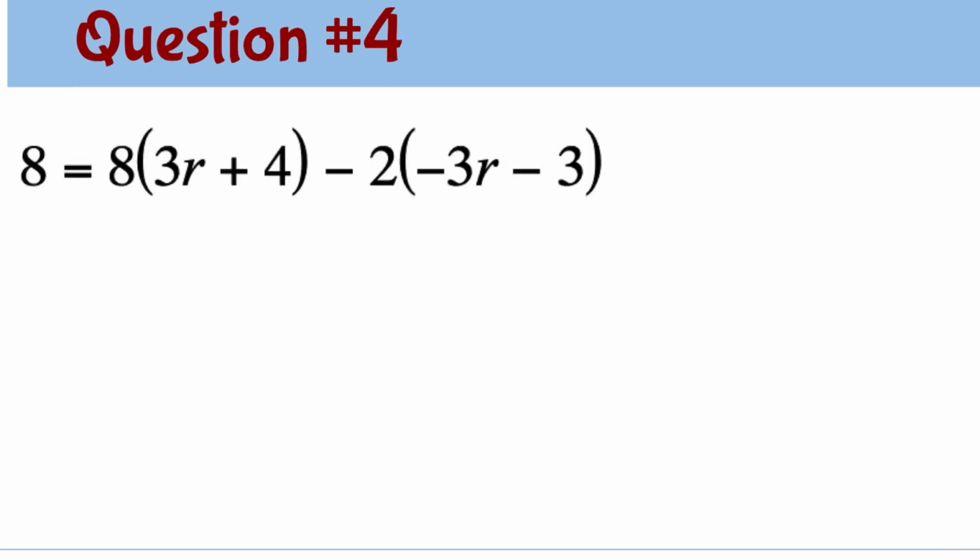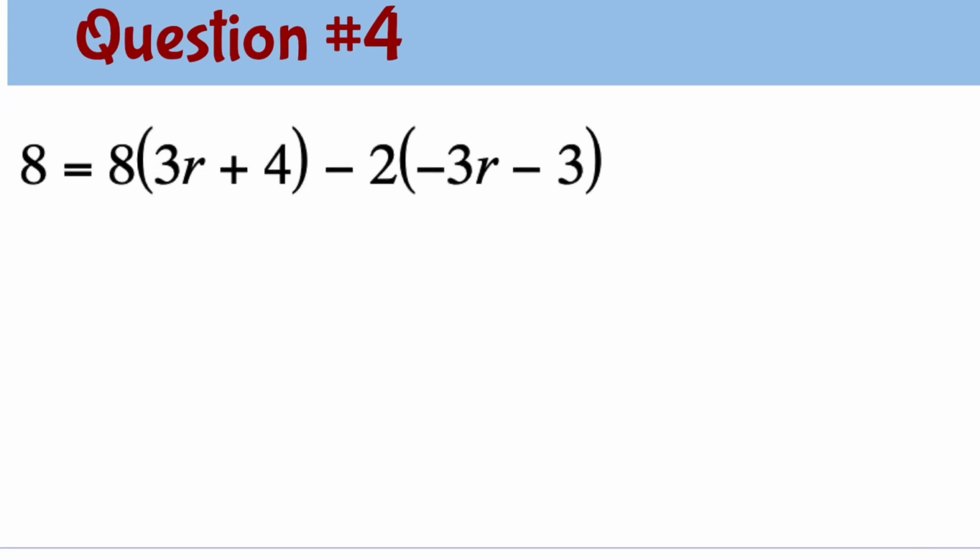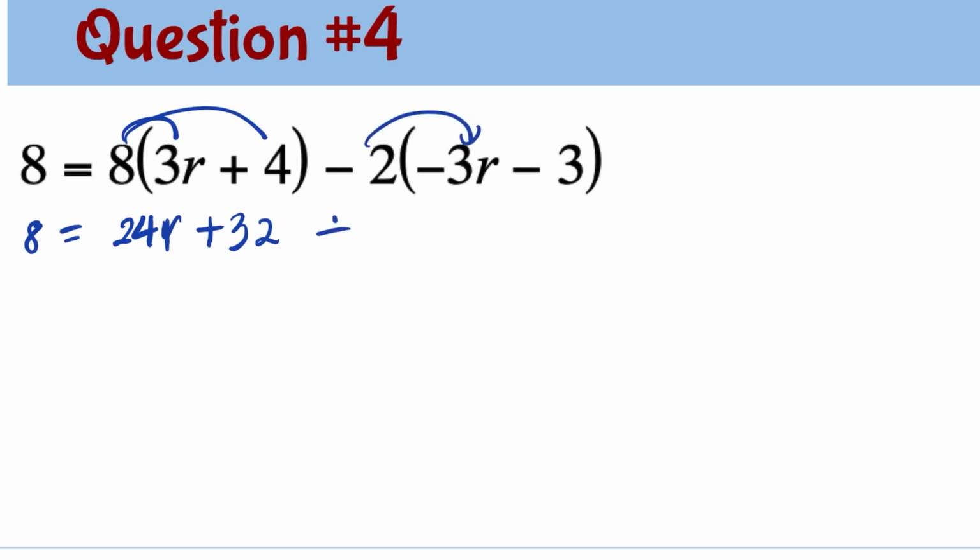Question number 4. 8 is equal to 8 times the quantity 3r plus 4 minus 2 times negative 3r minus 3. So in this question, we need to simplify first the right side by doing the distributive property. So 8 times 3r is 24r. 8 times 4 is 32. Now let's distribute negative 2. We have negative 2 times negative 3r is positive 6r. Negative 2 times negative 3 is positive 6.